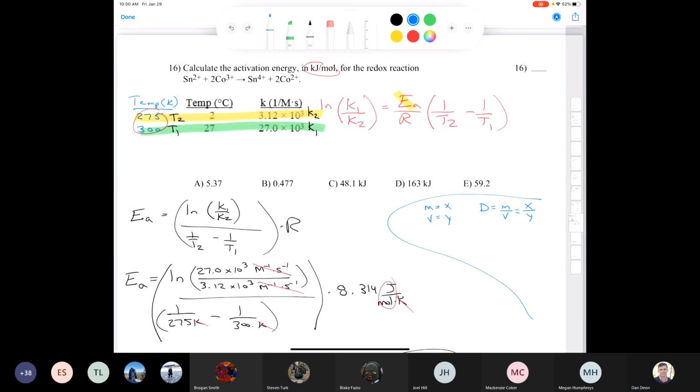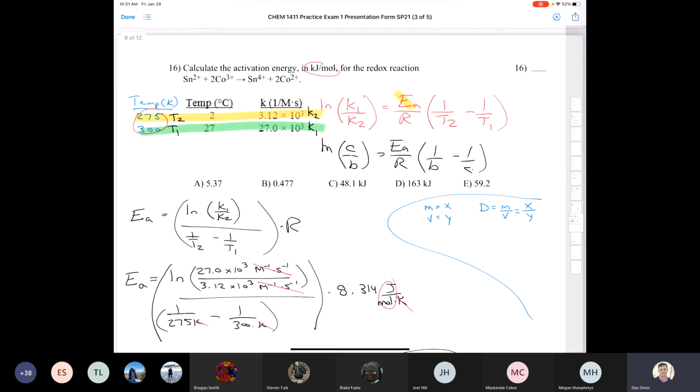I mean, think about it. We could put anything we want in there. We could say the ln, they're just letters from the alphabet, right? Ln of A over B is equal to EA over R, 1 over B minus 1 over A. Well, I could swap those letters for anything, you know? I could change this letter to the letter C. So it doesn't matter. If K1, then the T1 has to be here. K2, T2's got to be there.